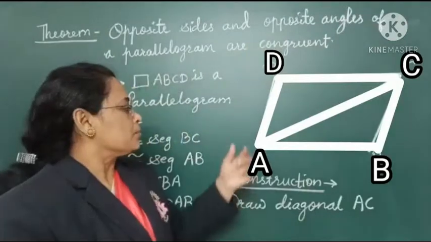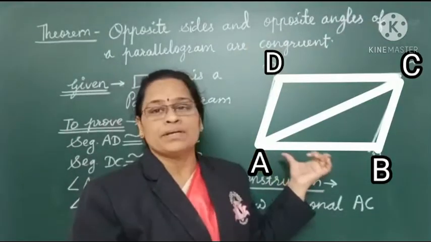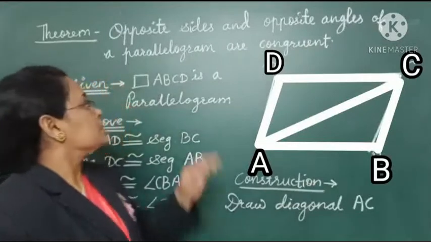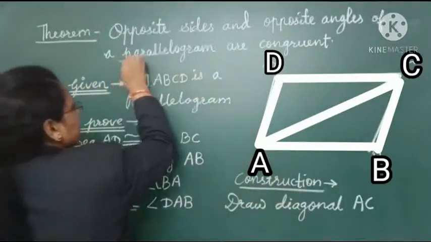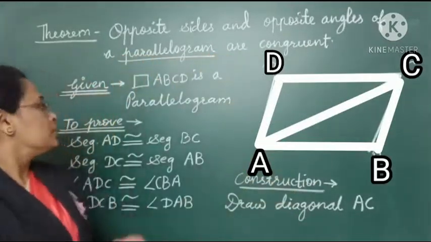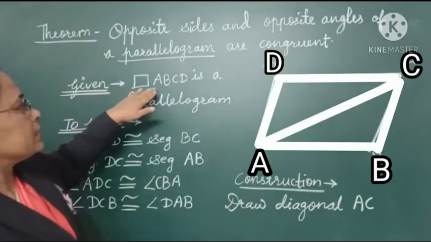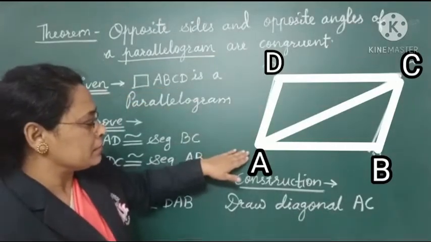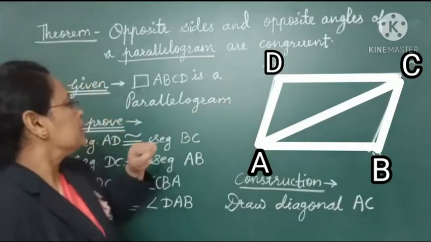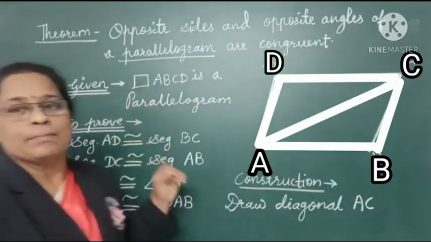So here we need to draw the diagram of a parallelogram, because the given thing in this statement is that the quadrilateral is a parallelogram. So we'll write here given: quadrilateral ABCD. We have named this ABCD. So quadrilateral ABCD is a parallelogram.